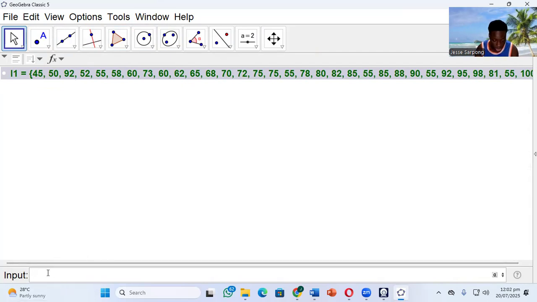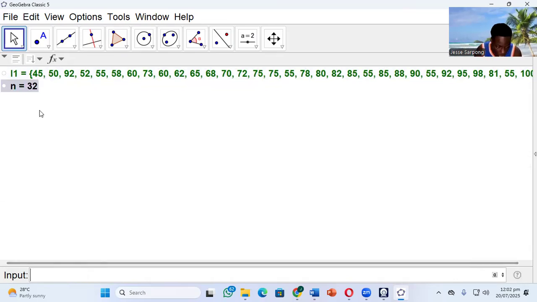Then I can see the length of the list. But first, let me assign it to, let's say, small n. So n is equal to length of object. The object is L1. So n being equal to 32 is showing us the number of elements in this. So we have 32.